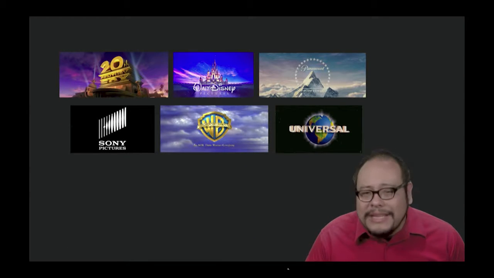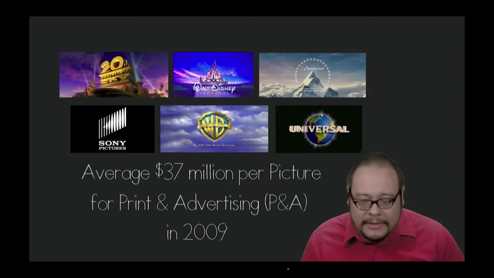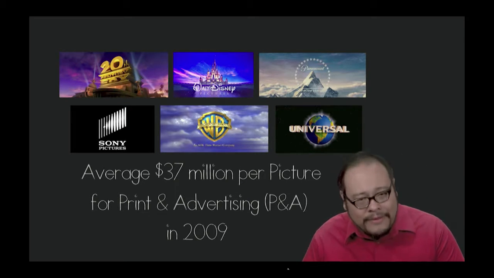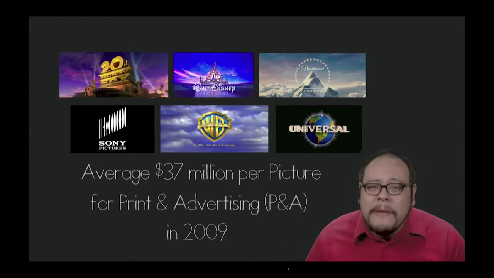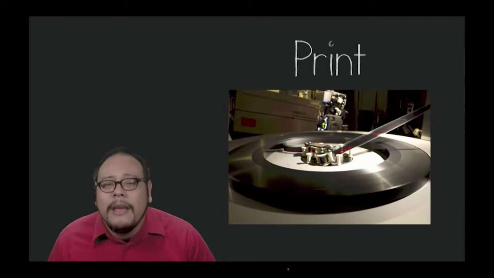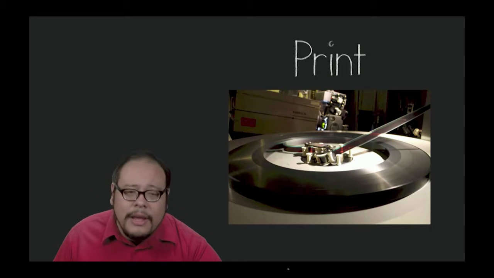According to Baseline Intelligence, a research firm for the entertainment industry, the 6 major studios spent an average of $37 million per picture for print and advertising in the year 2009. Now, that's only an average. The major tentpole films can spend upwards of $85 million. The print side, the P of the industry abbreviation P&A, covers the cost of creating actual film prints for distribution.